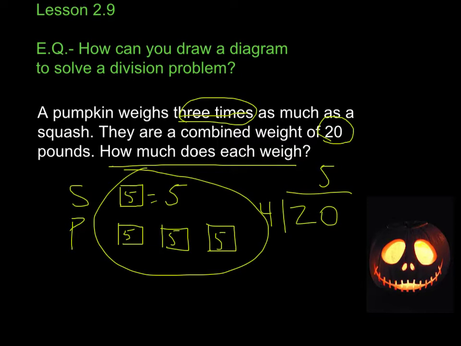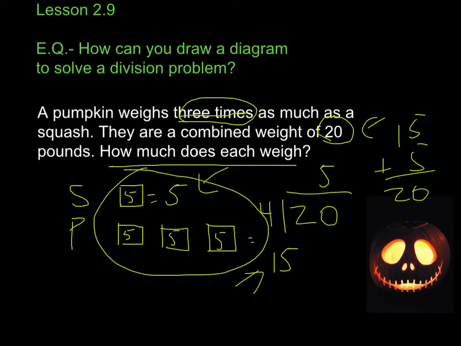And we can see that the pumpkin has 3 boxes of 5. Therefore, the pumpkin would weigh 15 pounds. Now, what we've created is 15 plus 5 equals the 20 pounds that they're a combined weight of. And now we can see that the pumpkin is 3 times as much as the squash is. All right, that's how we use a bar model to compare quantities. Let's take a look at a few more examples.